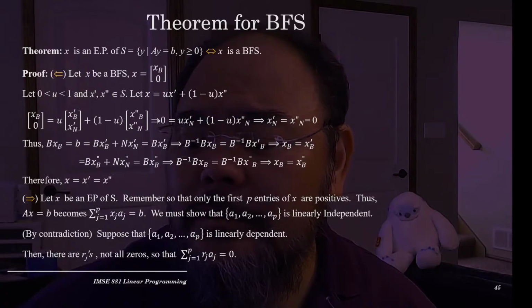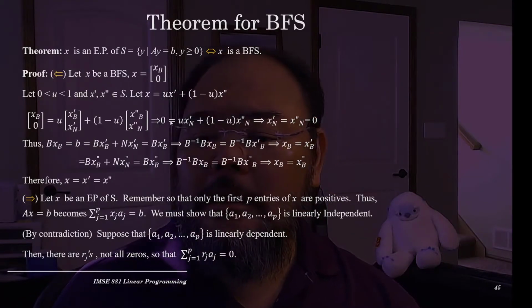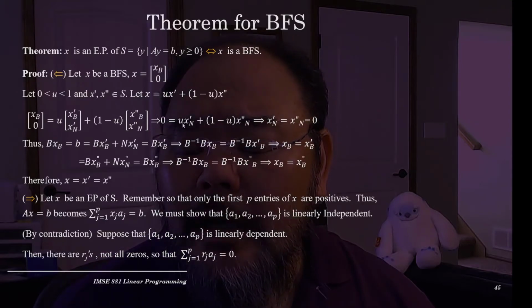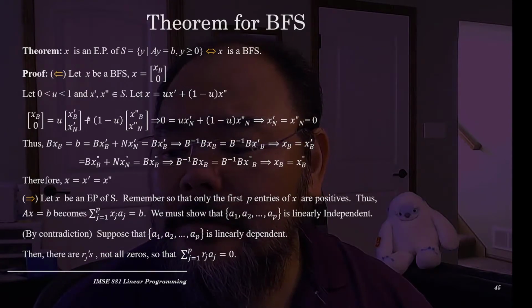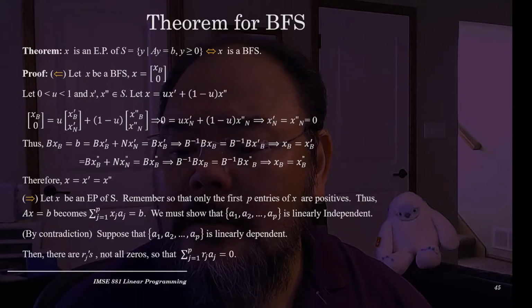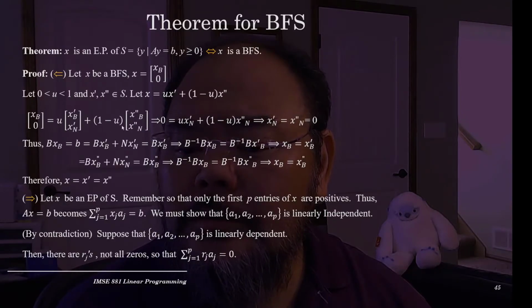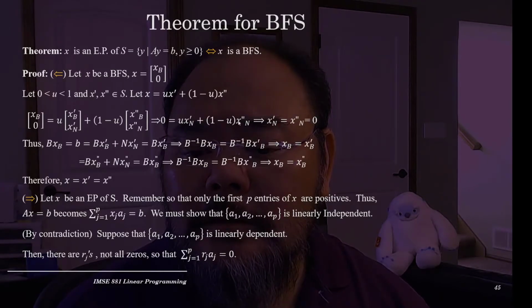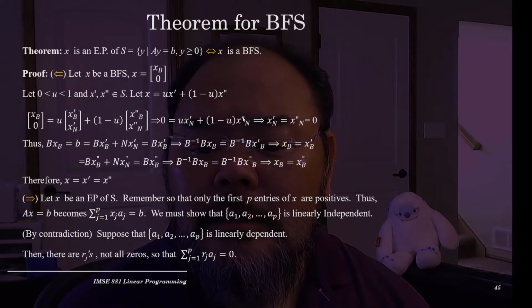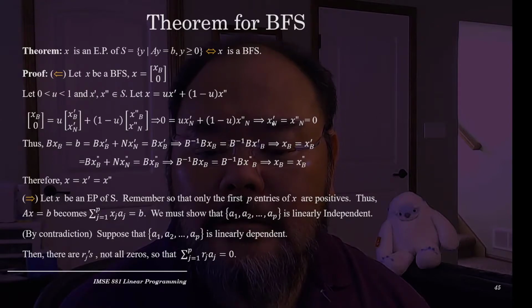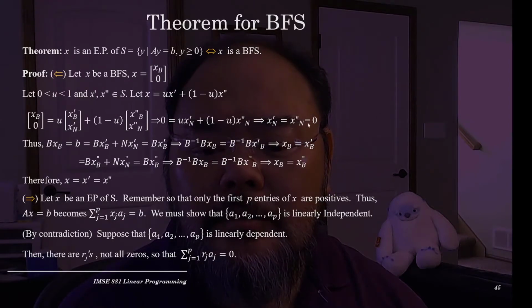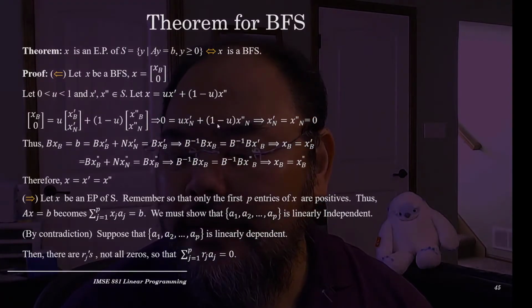This results in the part down here being equal to 0. So 0 equals U times XN prime plus 1 minus U times XN double prime. So we prove that XN prime and XN double prime equal 0. Both of them equal 0.